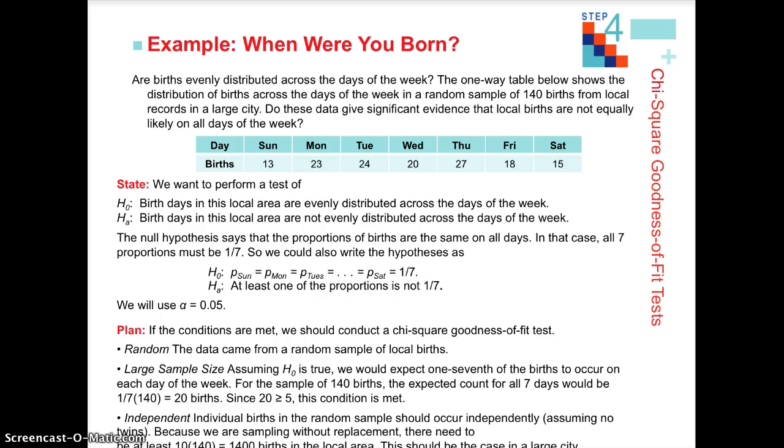So the large sample size, we need to calculate our expected values. So we're going to add up all the births, and it's 140, and then take 1/7 of 140. So it's very conveniently 20, 20, 20, 20, etc. And those expected values are all at least 5, so we have met the condition for large sample size. Independent, we're using that 10% rule because we are sampling without replacement.